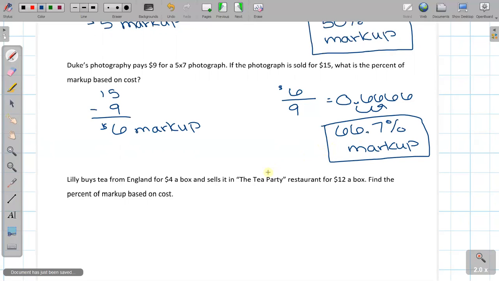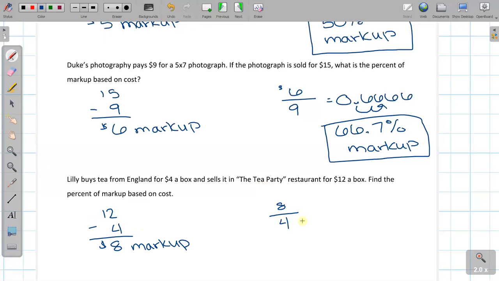Okay, let's check it. Lily buys tea from England for $4 a box and sells it in the Tea Party restaurant for $12 a box. Find the percent of markup based on cost. So we're going to take $12 and subtract 4. So we get a markup of $8. We're going to take our $8 and divide it by the cost of $4. 8 divided by 4 gives us 2, but we have to change this to a percent. So move the decimal 2 places to the right, add placeholders of 0, so we get a 200% markup.